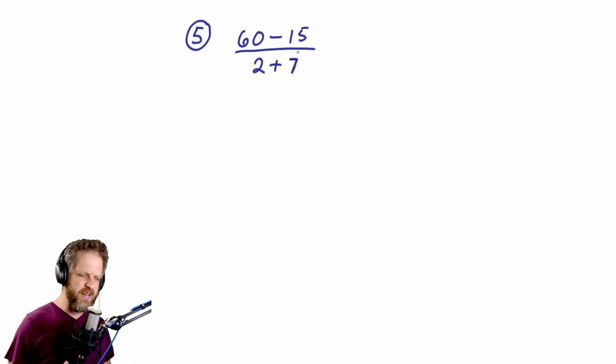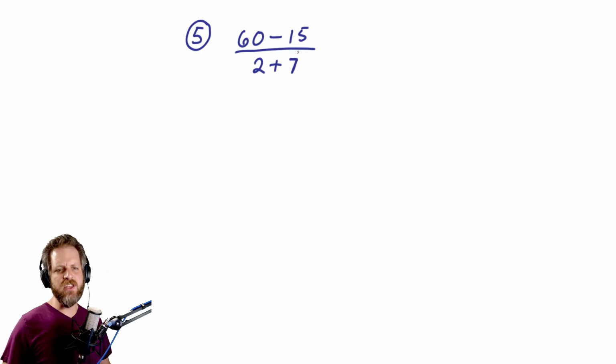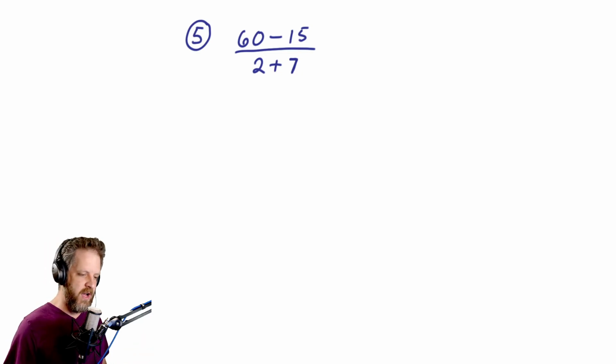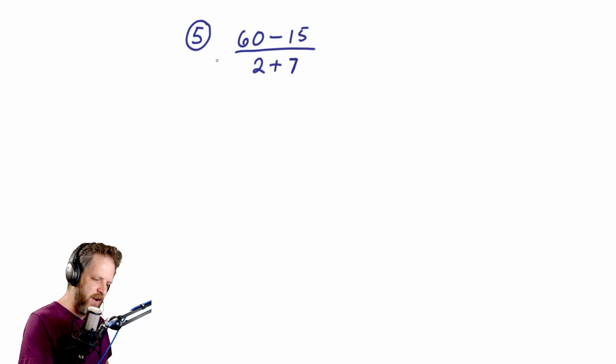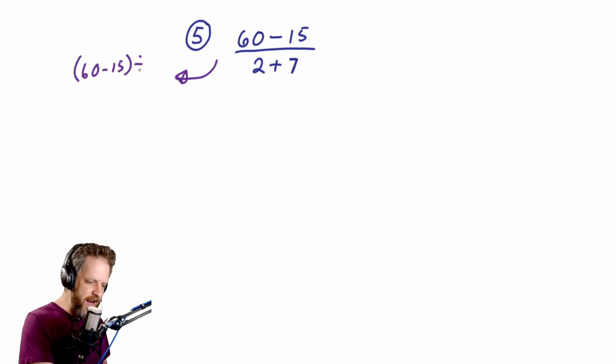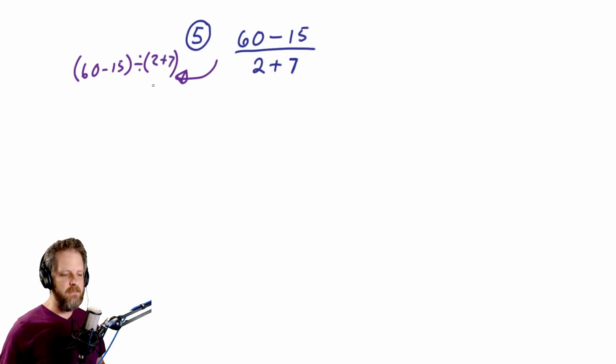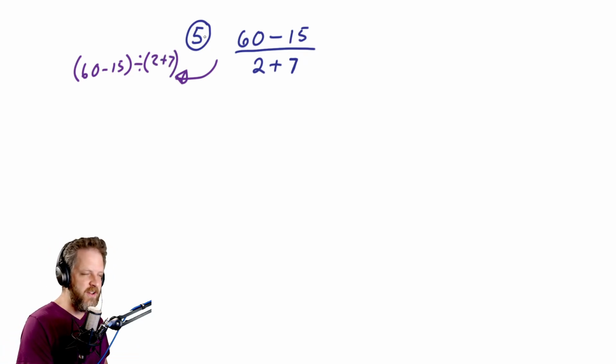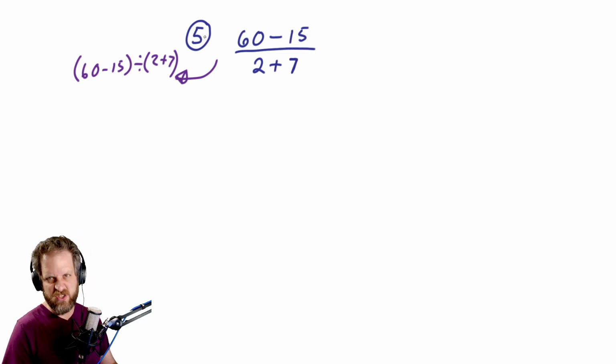So would we do the division first? And if so, which one will we do? Divide and all that kind of stuff. So I'm going to kind of talk about this in 2 different ways. One is this way, is we can kind of rewrite this thing over here as 60 minus 15 divided by 2 plus 7, right? Because all of this, and you can kind of see that.